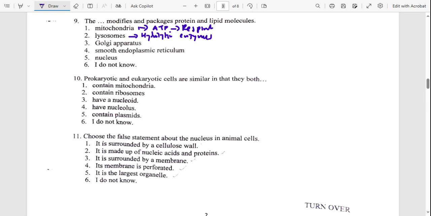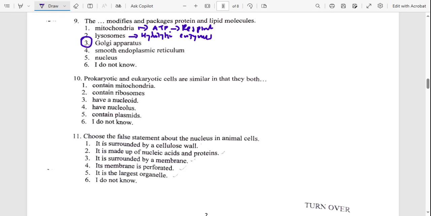The smooth endoplasmic reticulum is involved in the formation of lipids. Hope that is clear. So the Golgi modifies and packages proteins and lipids. The smooth endoplasmic reticulum is actually involved in the formation of lipids, but modification is the Golgi. Making lipids is smooth ER, making proteins is rough ER, but modification is the Golgi, and packaging them so that they can be transported to where they are needed in the body.